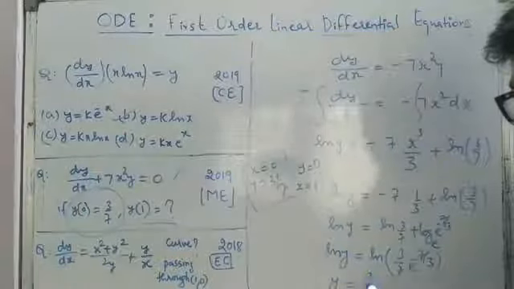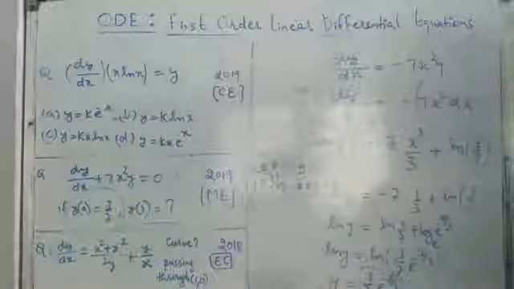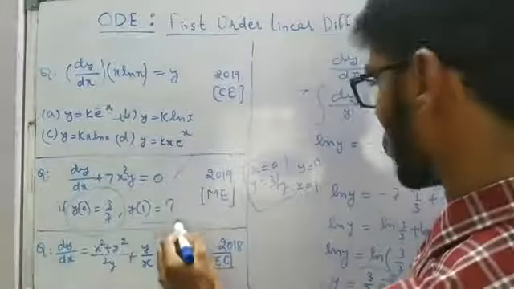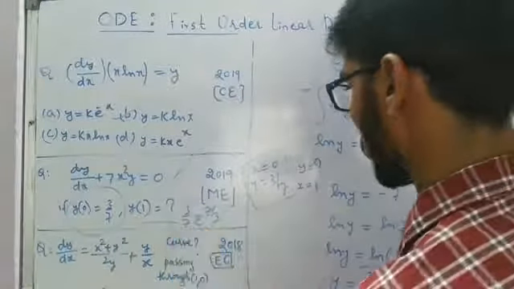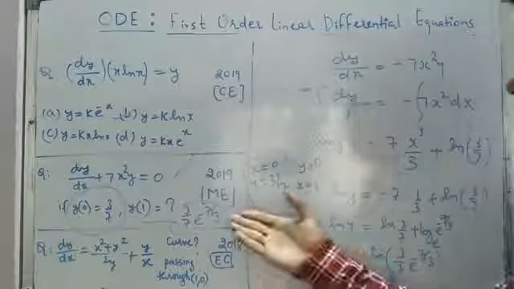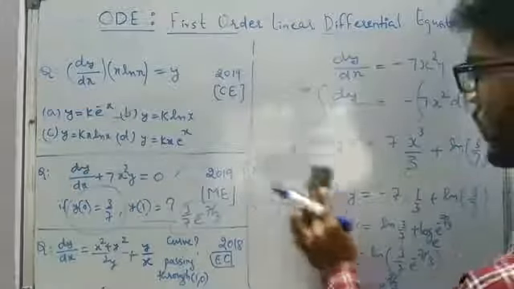y is equal to 3 by 7 e power minus 7 by 3. So this will be our answer. So y of 1 is equal to 3 by 7 e power minus 7 by 3, and either options will be given, or if it is asked in the numerical type, we can solve with the GATE calculator.